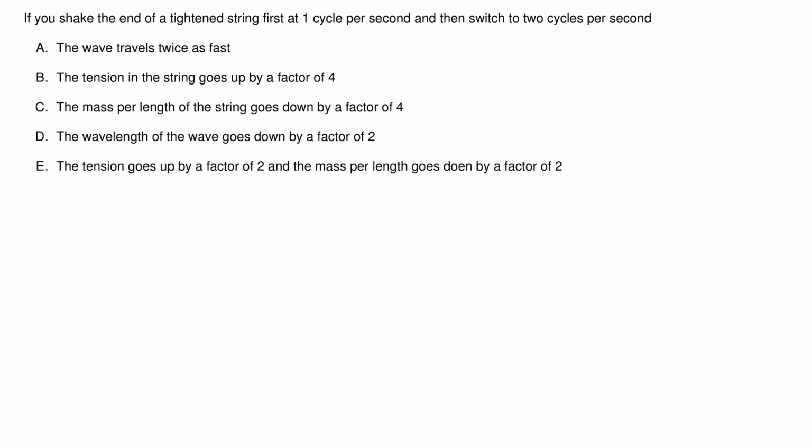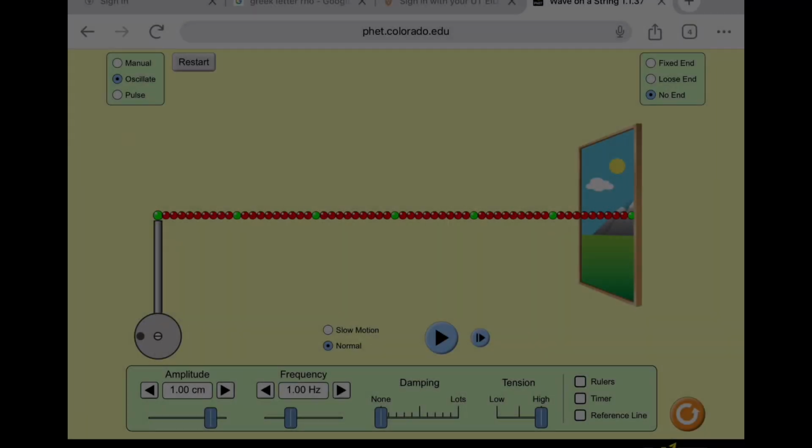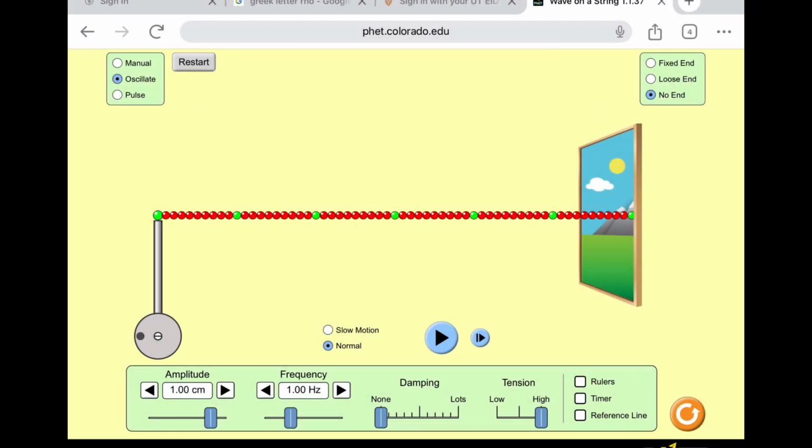If you shake the end of a tightened string at 1 cycle per second and then switch to 2 cycles per second. So let's write down a few. No, you know what? I'm going to show you a simulation first, and then we'll deal with some equations. All right. So I like this simulation very much. And I know it says tightened string, so I'm going to use this setup because it's easier to see.